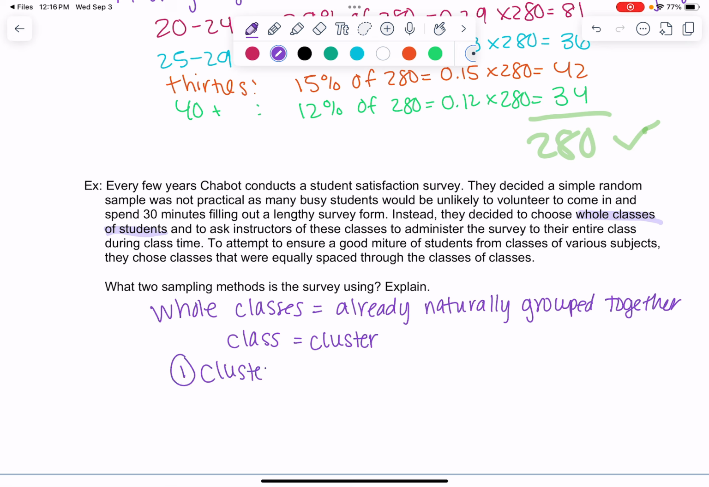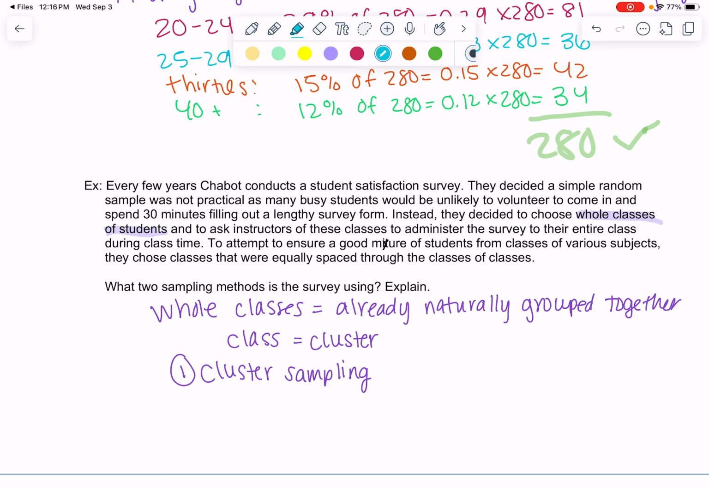We're not going to choose a single class, because that would be biased. We're going to get lots and lots of classes. And so the way we tried to get a good mixture of classes, I thought I fixed this typo, but I didn't. I'll fix it on your copy. A good mixture of students from classes of various subjects. They chose classes that were equally spaced through the list of classes. So imagine you're looking through the schedule and they choose every 10th class or every, I don't know, 5th class. We don't know how many, but we know that it's equally spaced.